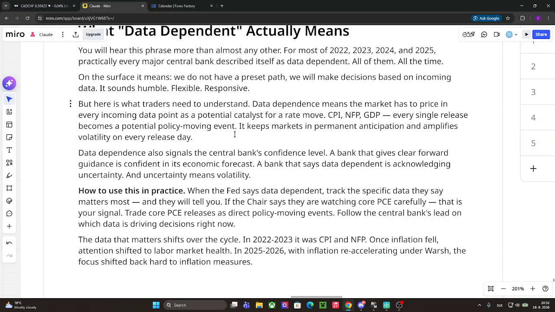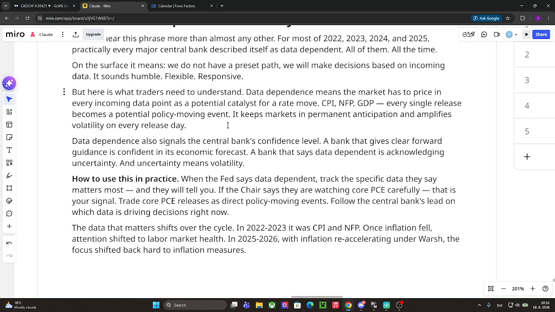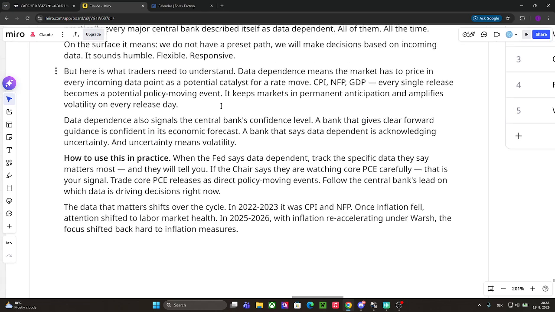But here is what traders need to understand. Data dependence means the market has to price in every incoming data point as a potential catalyst for a rate move. CPI, NFP, GDP, every single release becomes a potential policy moving event. It keeps markets in permanent anticipation and amplifies volatility on every release day.